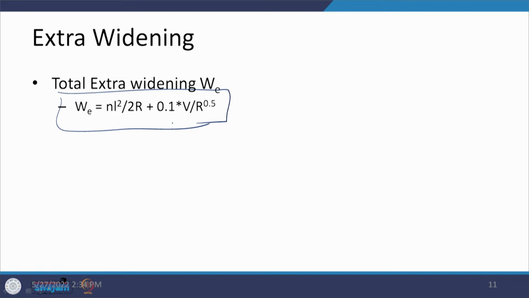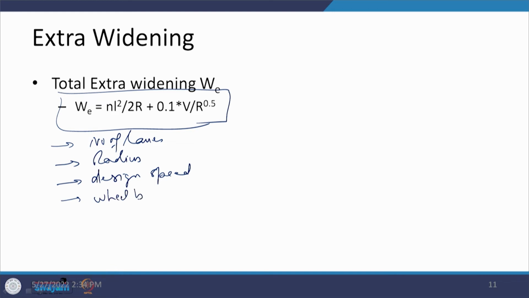For the given conditions, we need to know what is the total number of lanes, what is the radius, what is the design speed, and what is the wheelbase. So, if you have this type of information available, then you can very easily calculate it.